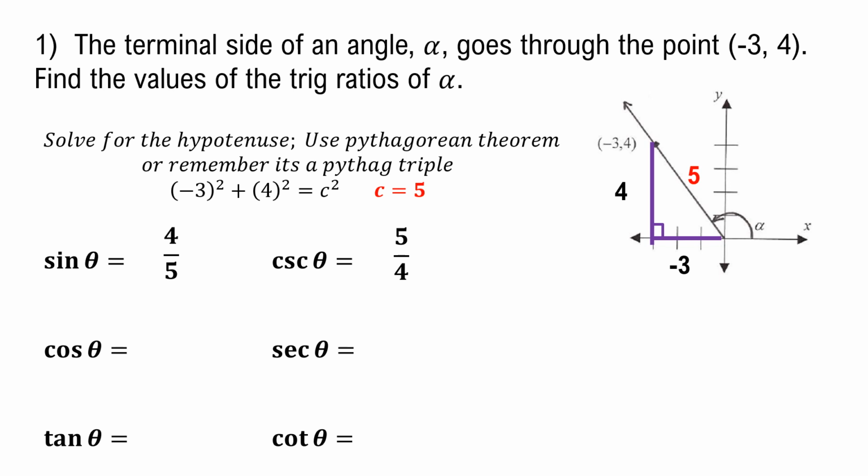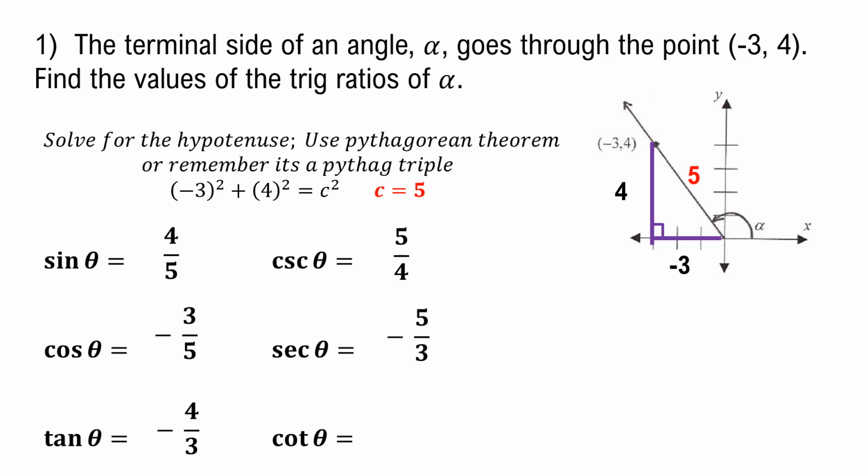Cosine should be the adjacent over hypotenuse, or -3 over 5. Its reciprocal, secant, is -5 over 3. And again, that negative really goes with the 3 that's in the denominator, but you can just make the whole fraction negative. And last but not least, we need tangent.